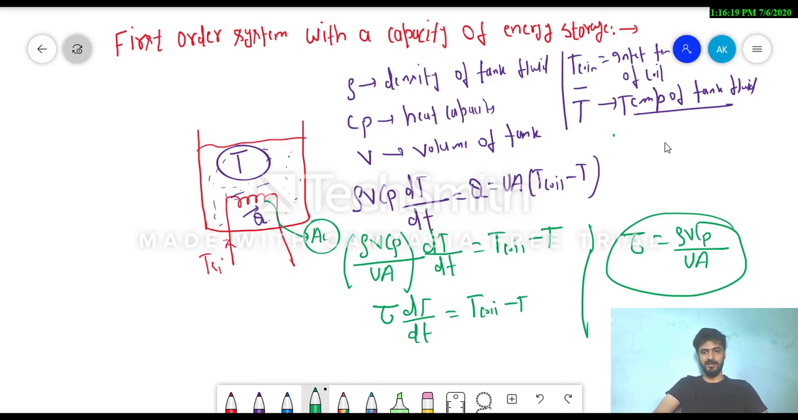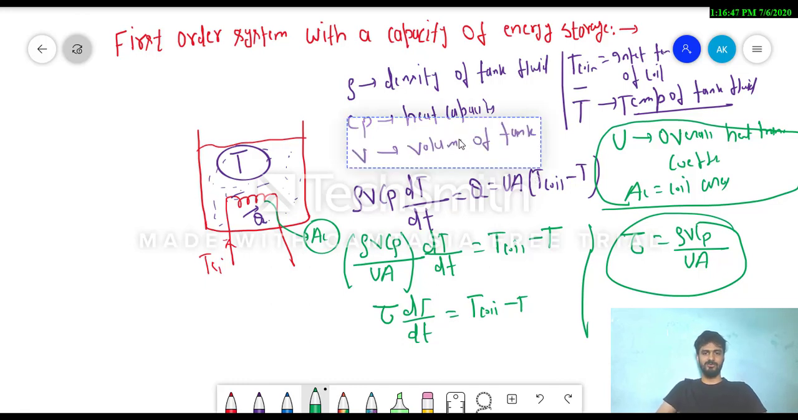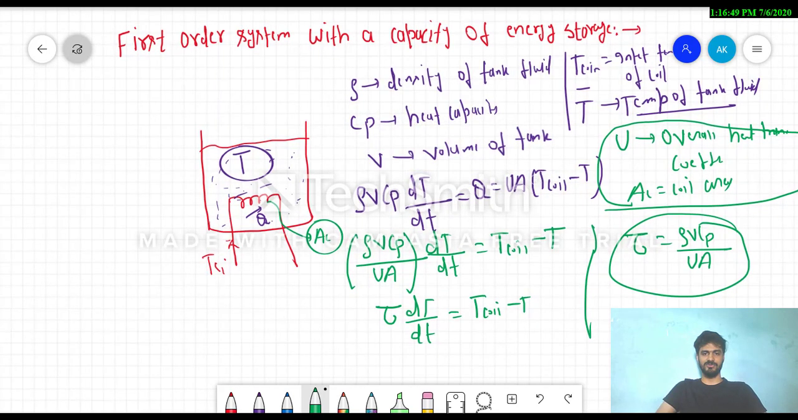So here I am writing U, which is the overall heat transfer coefficient, and Ac, the coil area. If you don't know these things, you will study them in heat transfer, or I will discuss them in the heat transfer topic. You don't have to bother about these particular things. Just try to understand how we derive the transfer function for the process only.